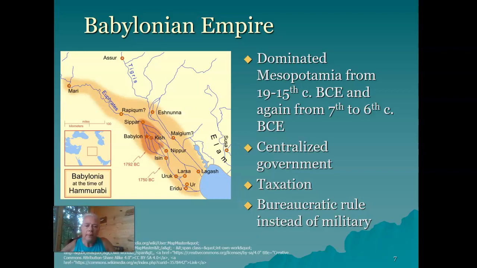The Babylonian Empire had a centralized government, and you can see the city of Babylon where the star is. They had a system of taxation, and they had a bureaucratic rule instead of military. So this means that they had people that were experts in their particular area of work, whether it was building construction, irrigation construction, whether it was taxation. But they did also have kings.